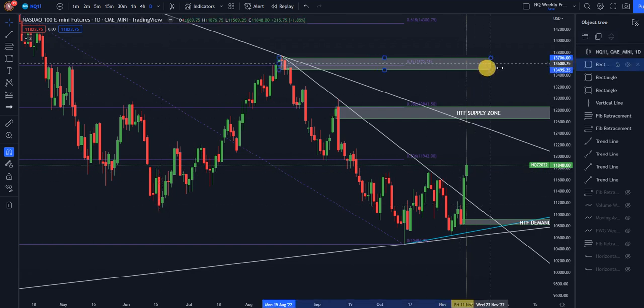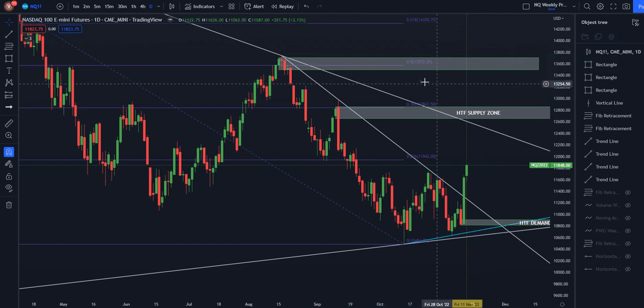This is actually one zone, which means in all likelihood, if we get through this supply and this trend line, this is going to be the next formidable target, if that makes sense.